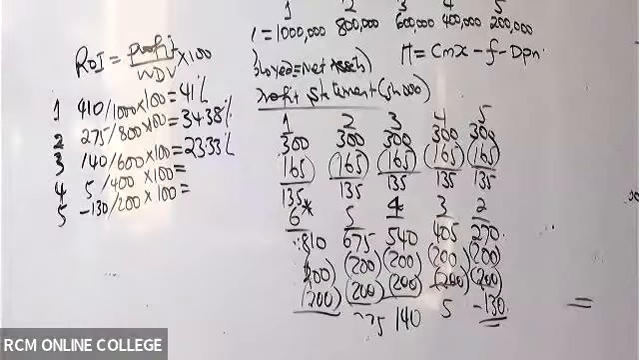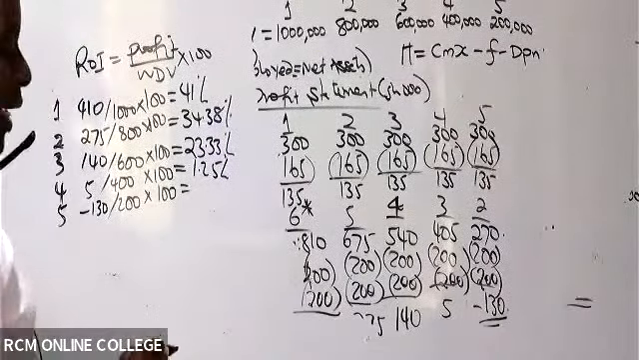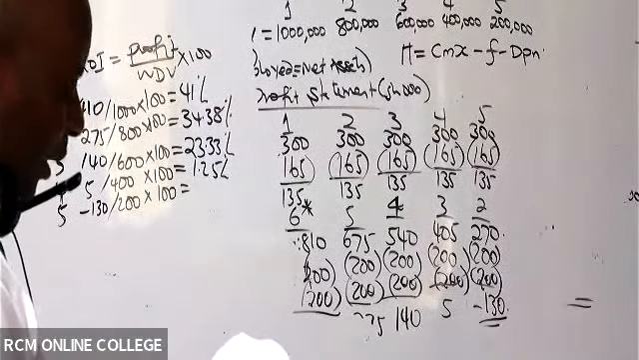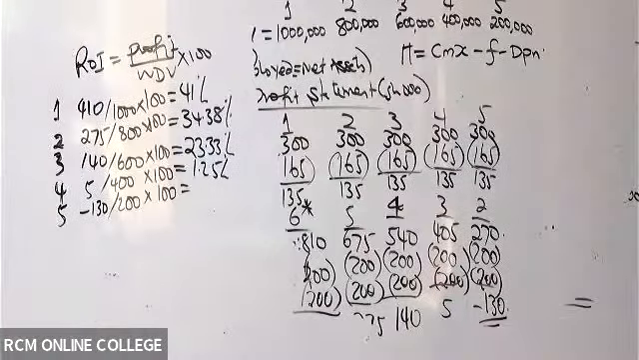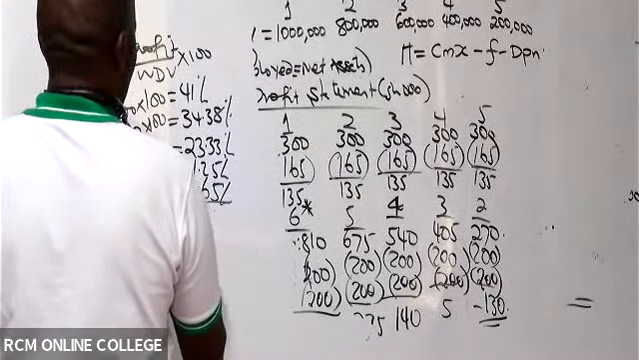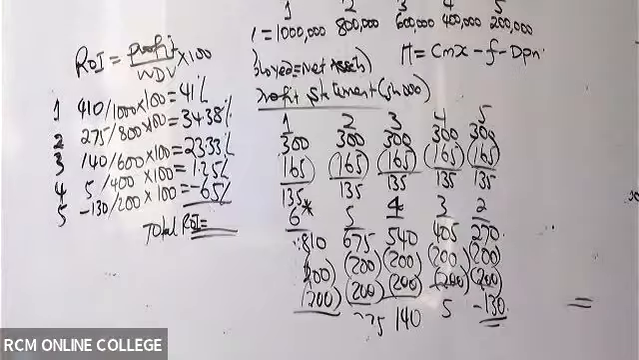From there, we have the fourth one, which I'm being told is 1.25, quite small. Then we have a negative return, which is negative 65%. Should they want the average, they will first ask for the total ROI. So please add up everything: 41 plus 34.38 plus 23.33 plus 1.25 minus 65.